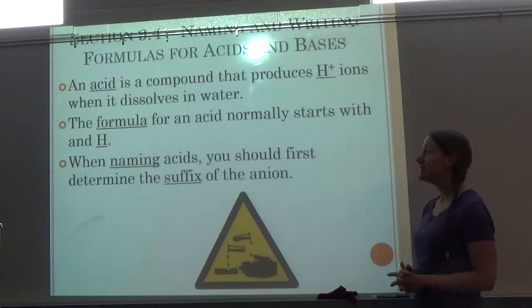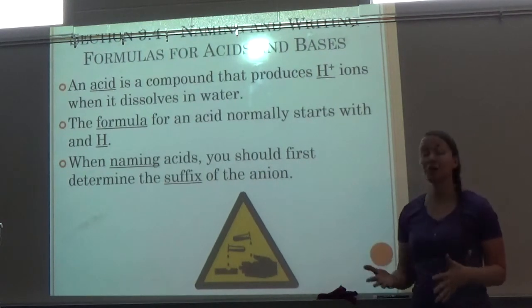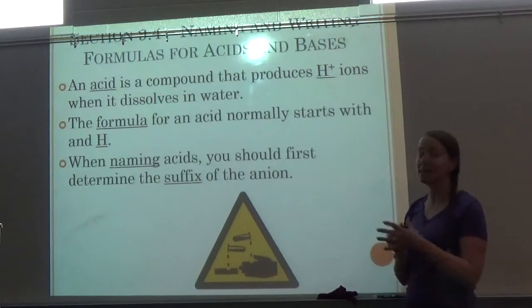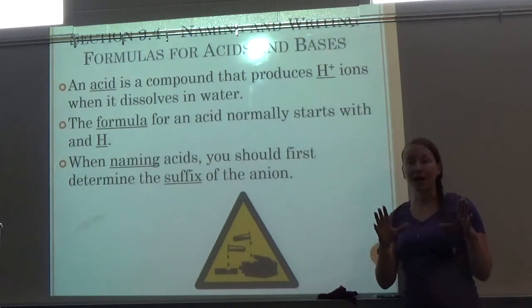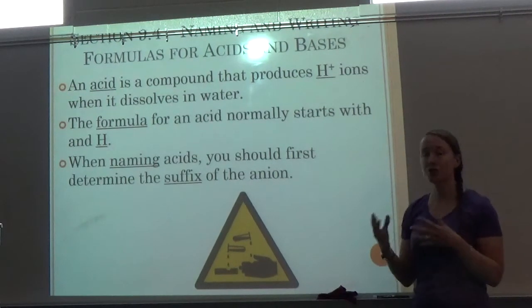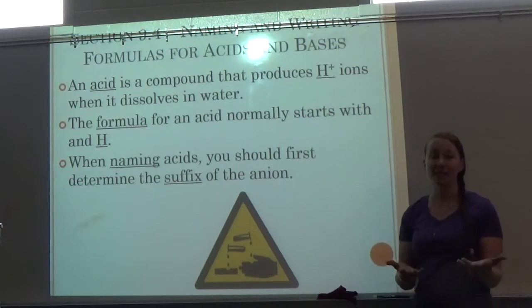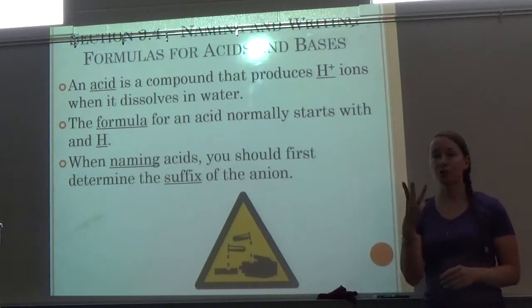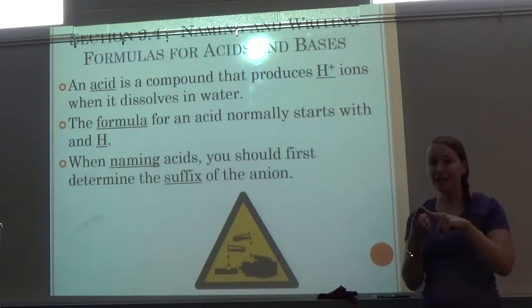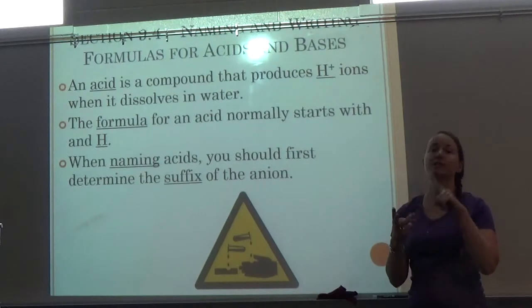When naming acids, you should first determine the suffix of the anion. The suffix is the ending. So chloride has an "ide" ending. Sulfate has an "ate" ending. Nitrite has an "ite" ending. So really we'll be focusing on three endings. Does it end in "ide", does it end in "ate", or does it end in "ite"?